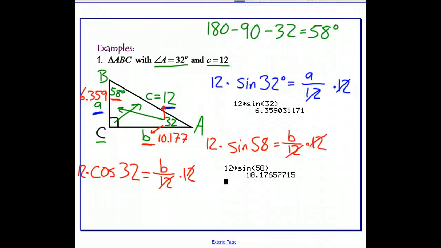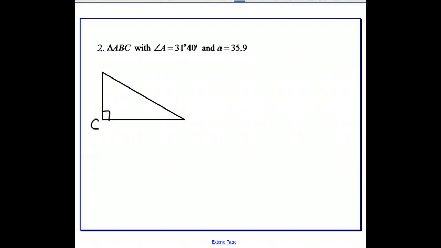All right, we have our side a, our side b, we are given our side c, and we have all three angles. So we have completed this example. Let's take a look at one more. All right, once again, we're given angle C as our 90 degrees. We have angle A as 31 degrees and 40 minutes. Oh, that could cause a problem. We like our angles in degrees.